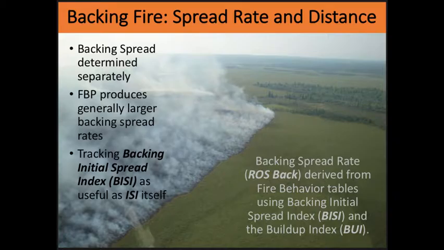In most of your fire behavior lessons to this point, backing fire has been an afterthought. But many times on the fire line, that is what you encounter and where you are most successful. The FBP system generally tends to produce higher backing spread rates than the US systems. It uses a separate backing ISI that can be compared to the ISI and used to predict spread rates and flame lengths itself. Again, you can review these concepts in the lesson entitled Wind, Slope, and ISI.